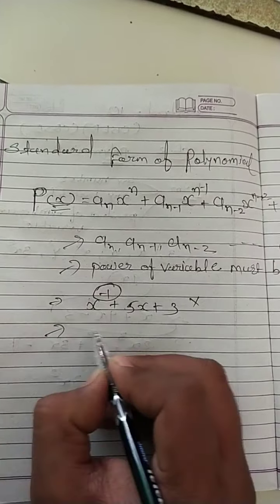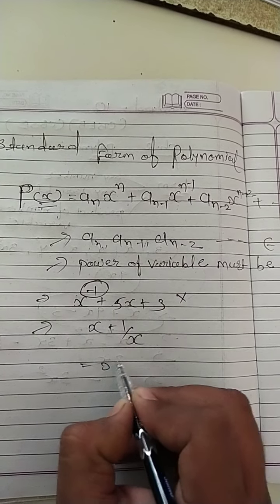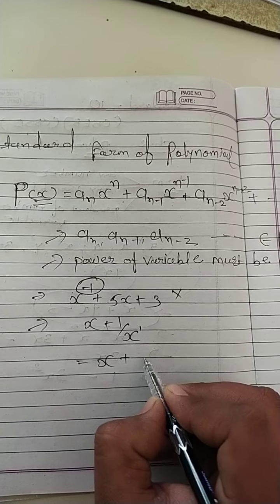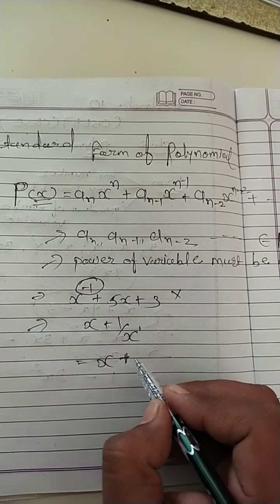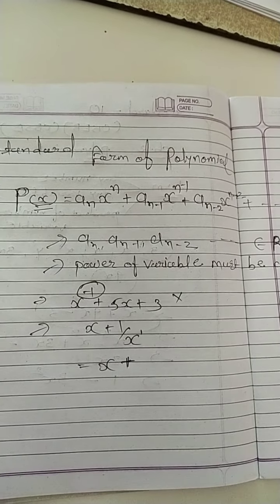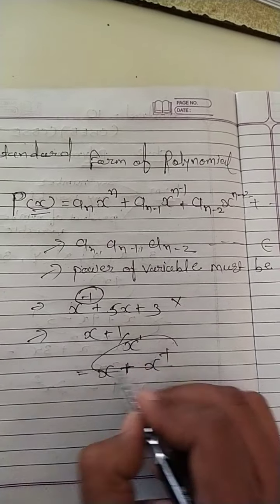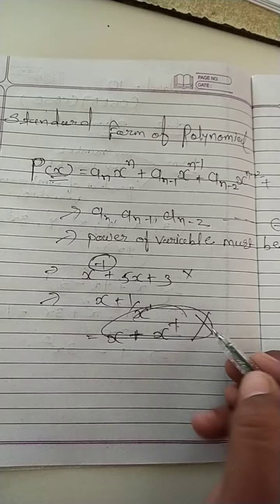I can't write that x plus 1 upon x is a polynomial. Why? Because x plus 1 upon x means x plus 1 upon x raised to 1. According to law of exponents, if I convert the denominator into numerator, it can be written like x plus x raised to -1. Here also power is negative, so it is not a polynomial.